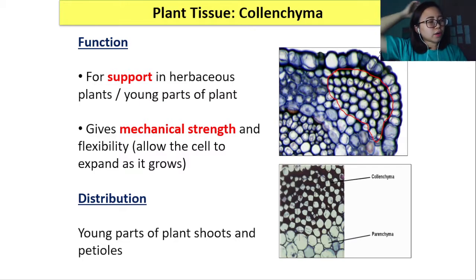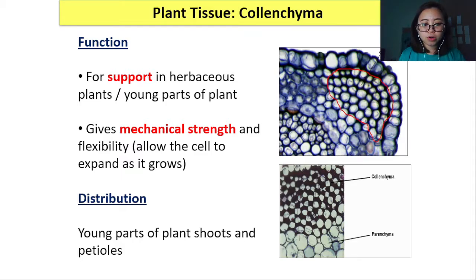Dia kasih itu, okay. I'm not sure if I should explain this part to you, but I think it should make sense. Dia pastikan tumbuhan kamu boleh tegak, tapi pada masa yang sama masih fleksibel. So kalau sel itu mau membesar, dia ada ruang, ada kebolehan untuk membesar. Where can you find the collenchyma? You can find the collenchyma in young parts of plant shoots and petioles. So, di bahagian-bahagian tumbuhan yang lebih lembut dan petioles.